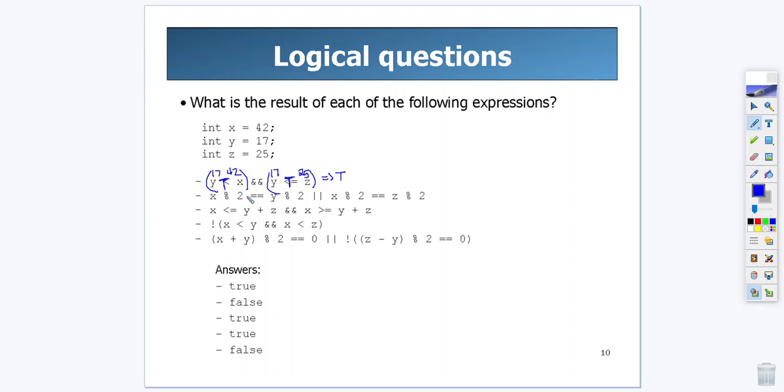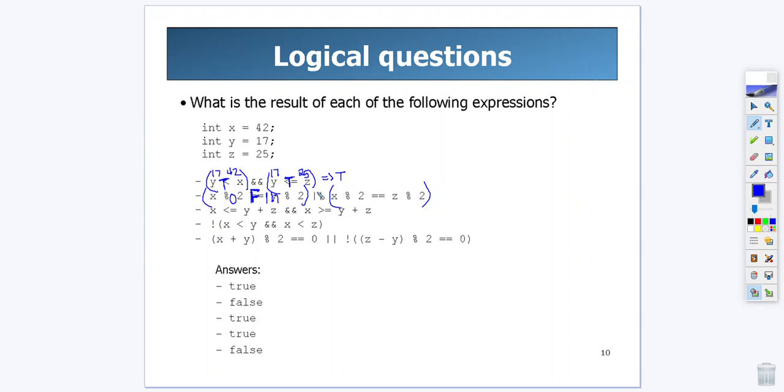All right, what about x mod 2 is equal to y mod 2, or x mod 2 is equal to z mod 2? So remember, I'm going to do this stuff and this stuff before I do OR. So x mod 2, 42 mod 2 is going to be 0, because there is no remainder when I divide by 2. 17 mod 2 is going to be 1. So 0 is equal to 1, that's false.